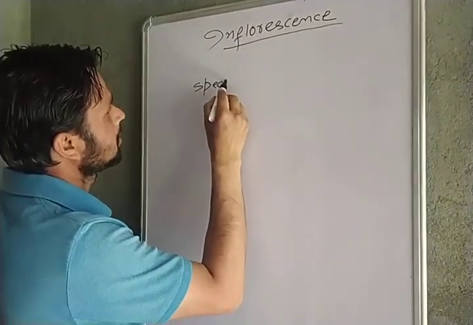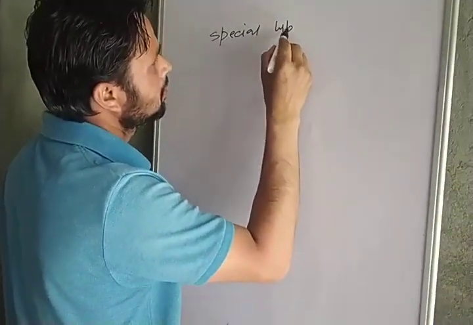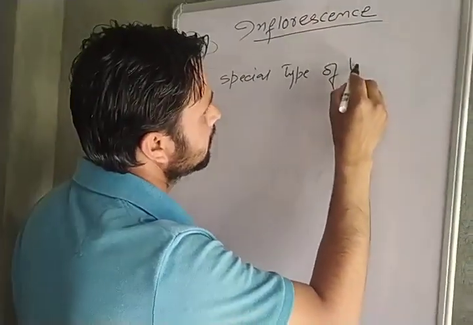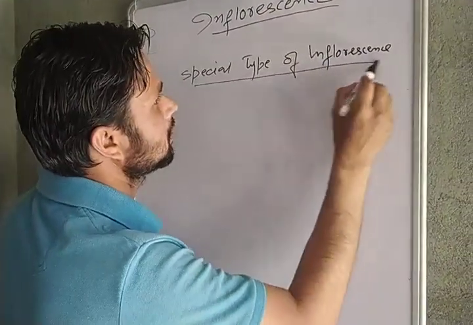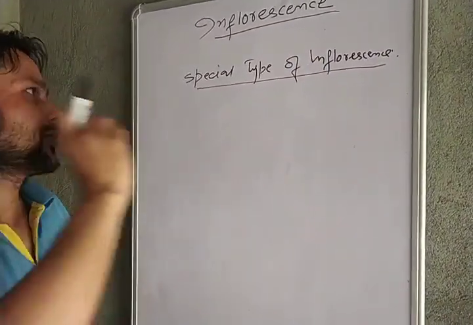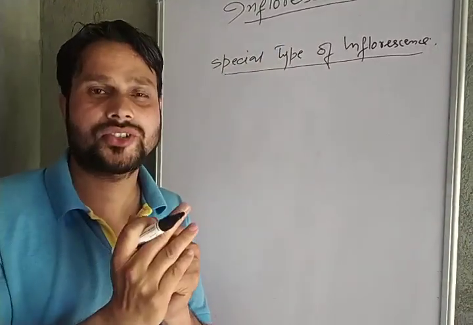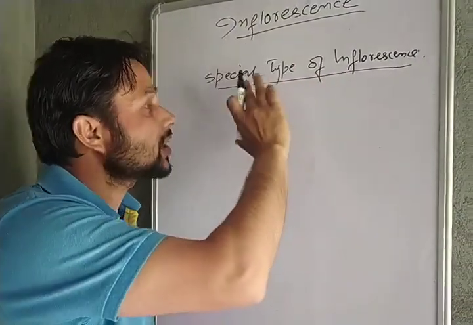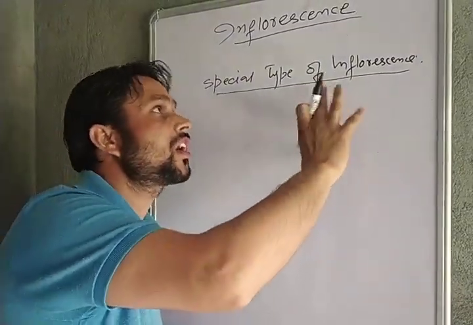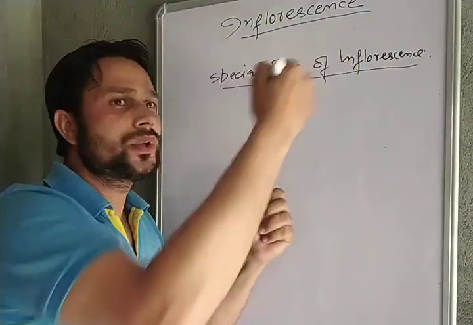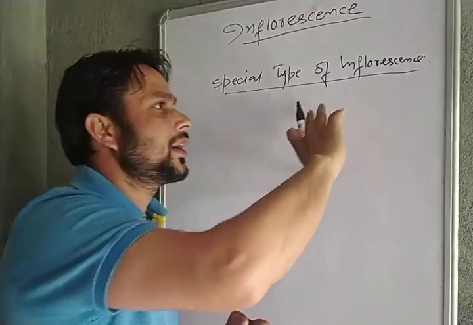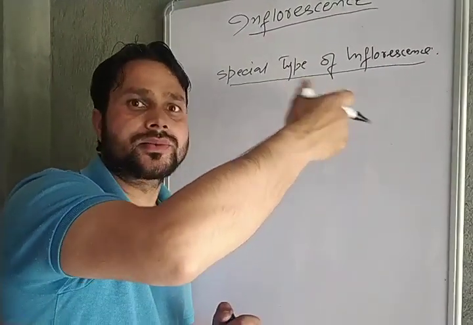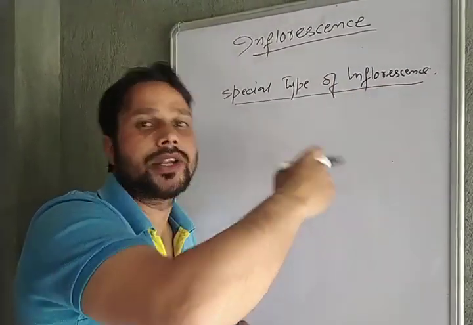Now, special type of inflorescence. In special type of inflorescence, there are special structures. Basically, these are special structures in the form of a flower, through which a particular organism enters, and that insect helps us in pollination.